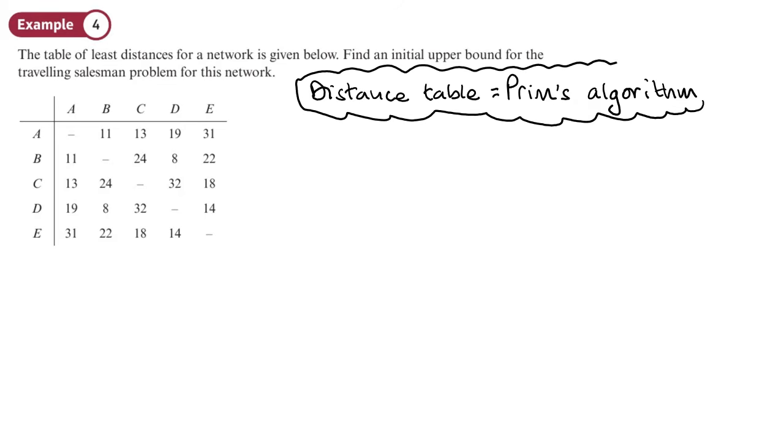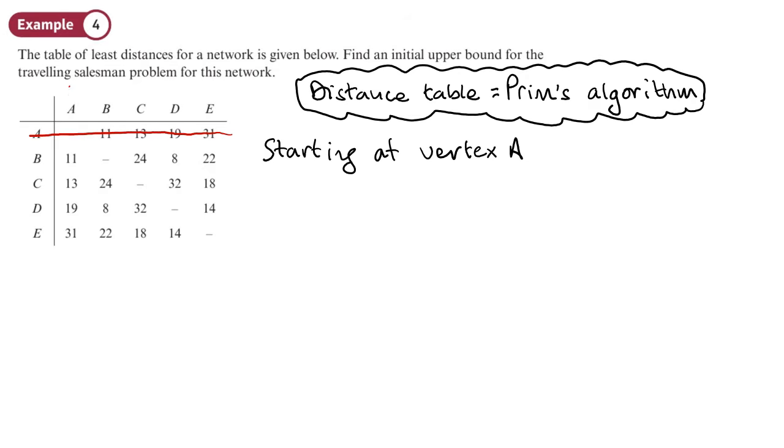Now, normally with Prim's algorithm, the question will say starting at vertex A, B, whatever it is. Here we're not given a starting vertex, so I'm going to say starting at vertex A. Since we're starting at vertex A, we cross out row A, number column A 1, and look for the lowest weight in column A, and that's going to be 11. So we're starting at A, now going to B, with a weight of 11.